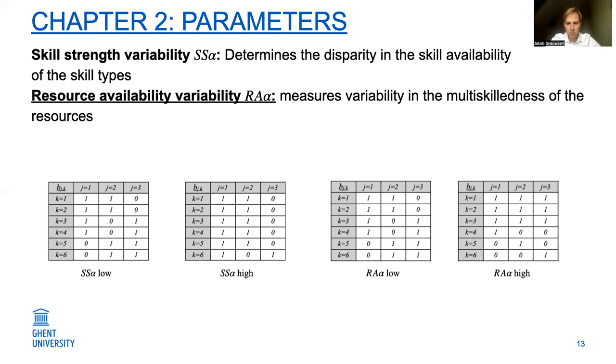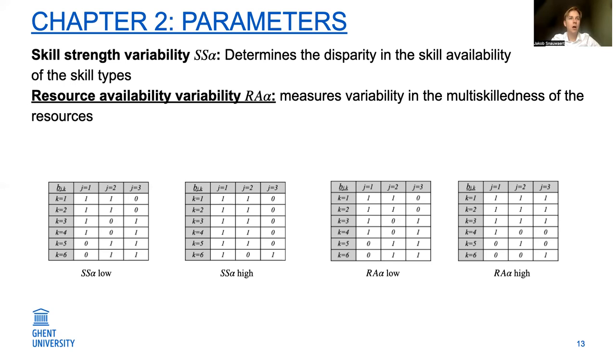While if it is high, that means that one skill type will be available a lot while the other will be very scarce. And also, as you can see on the two tables here, for example, when it is low, you can see that each skill type is mastered by exactly four resources. And on the second table, you can see that skill types one and two are mastered by respectively six and five resources, while the third skill type is only mastered by one resource.